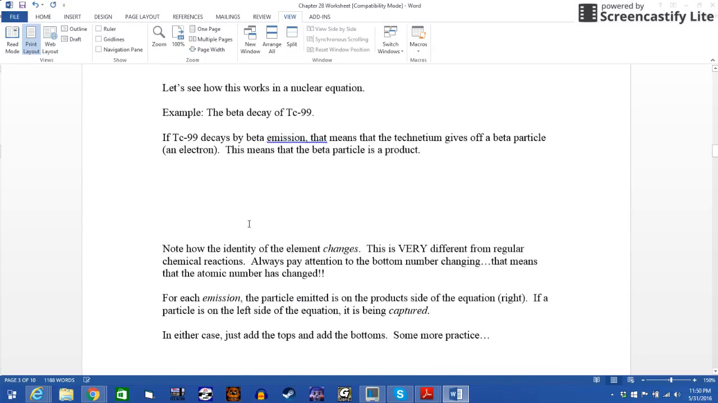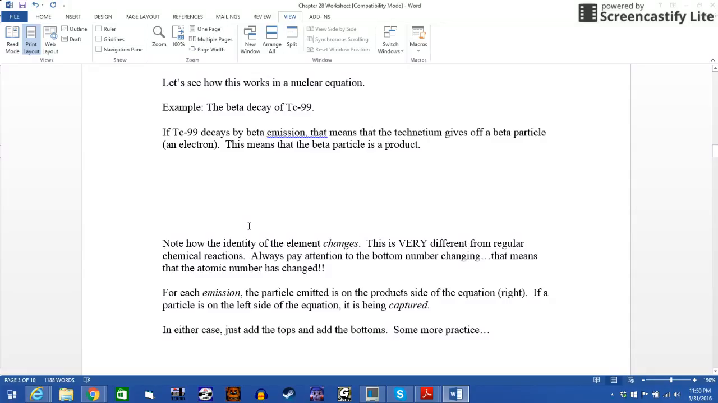So I'm going to show you how this works. The example that I'm going to give you here is beta decay of technetium-99. I want to step away from that for just a second because I can't really write those notations very well without handwriting them. So I want to show you an example of what I mean. If something decays by a beta emission, that means that a beta particle is one of the products.